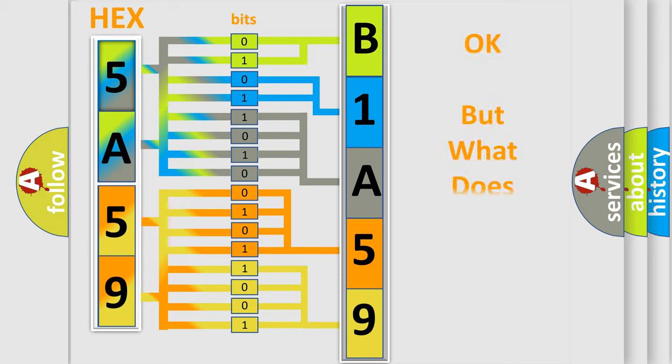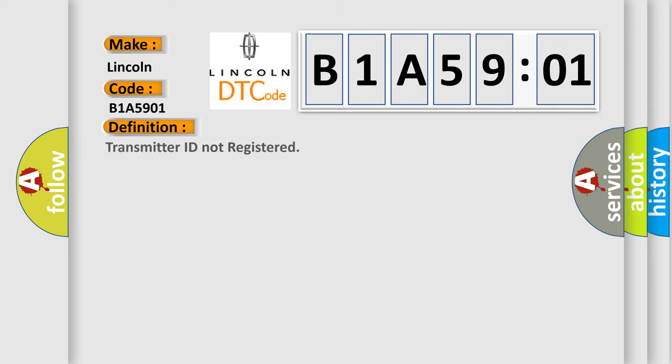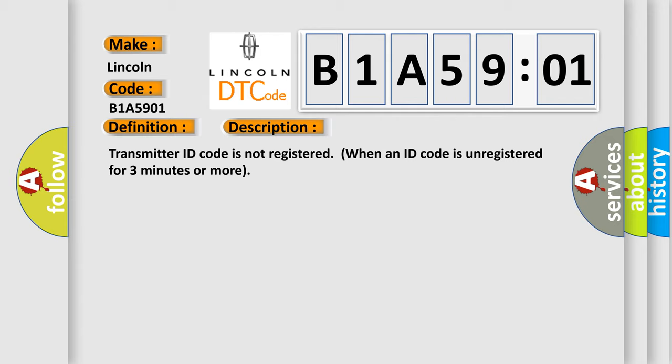The number itself does not make sense to us if we cannot assign information to what it actually expresses. So, what does the diagnostic trouble code B1A59-01 specifically mean for Lincoln vehicles? The basic definition is: transmitter ID not registered. And now a short description of this DTC code: the transmitter ID code is not registered when an ID code is unregistered for 3 minutes or more.